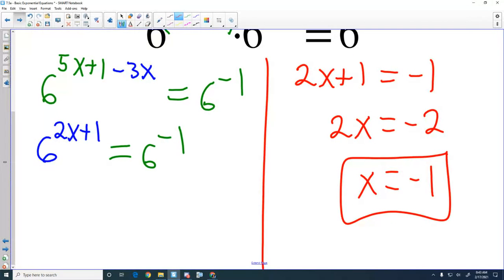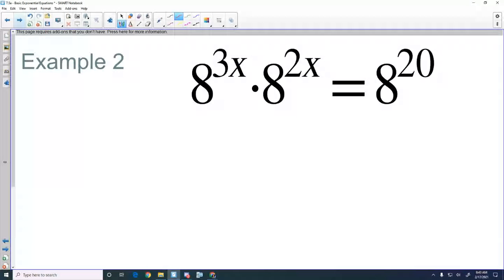All right, let's practice this. Try this one on your own, see what you get.